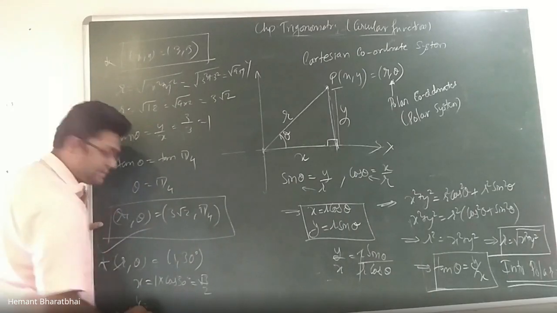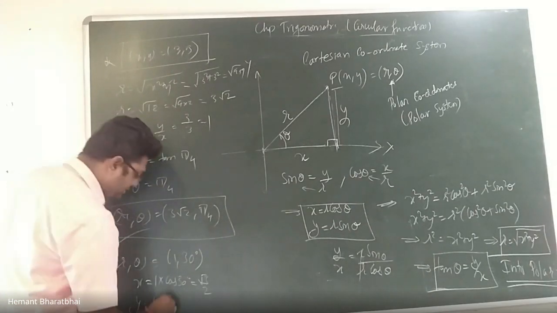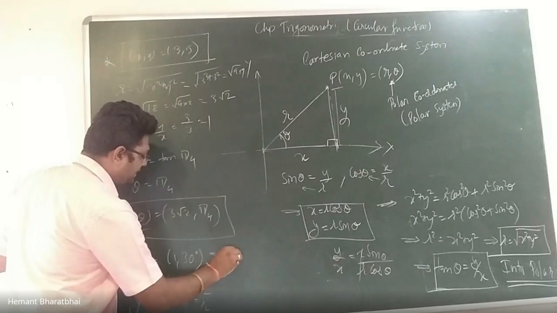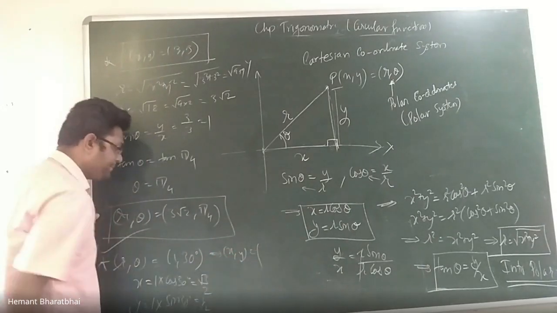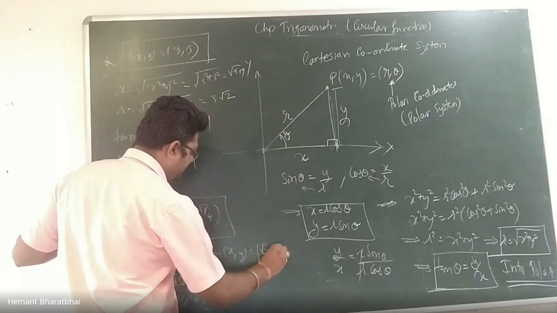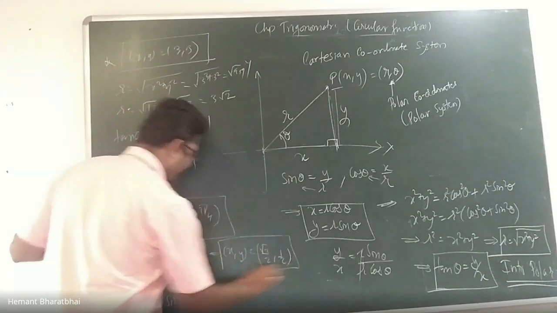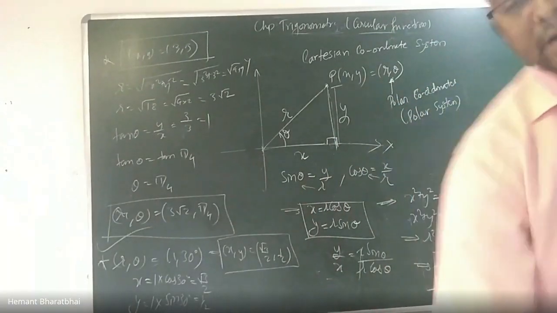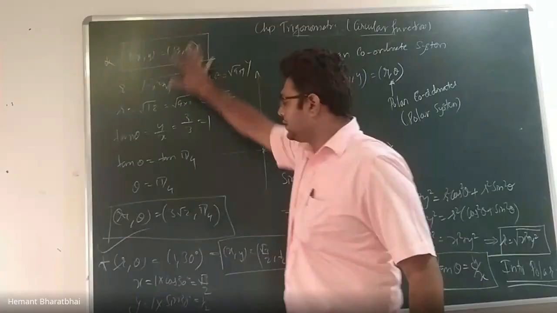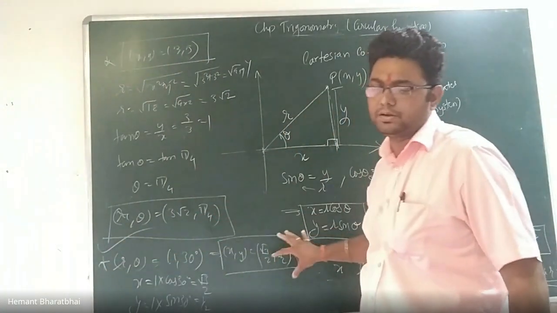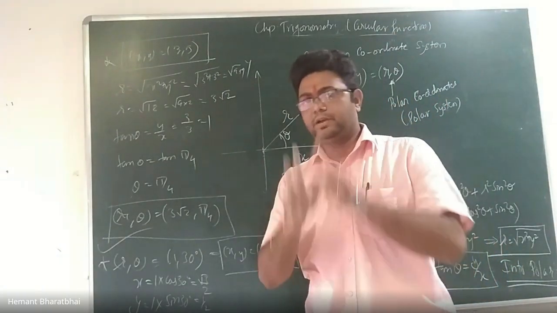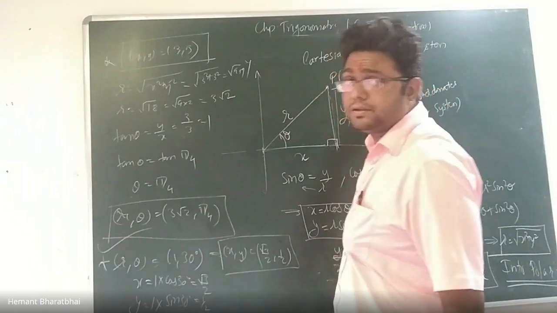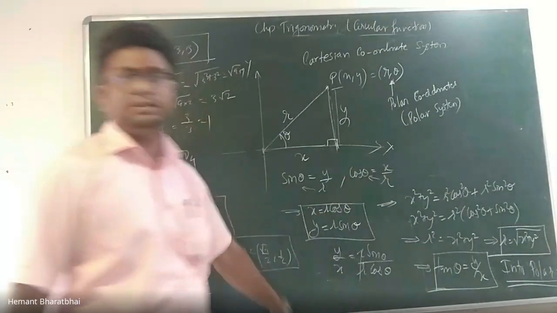y is equal to r sin theta. So r is 1, 1 into sine of 30 degree. So sine of 30 degree is 1 by 2. So this implies my x comma y will be root 3 by 2 comma 1 by 2. So I have converted this polar into Cartesian. Okay, so Cartesian can be converted to polar or polar can be converted into Cartesian. So we have two coordinate systems. One is called the Cartesian coordinate system, the other is called the polar coordinate system. And the relation between them is this.